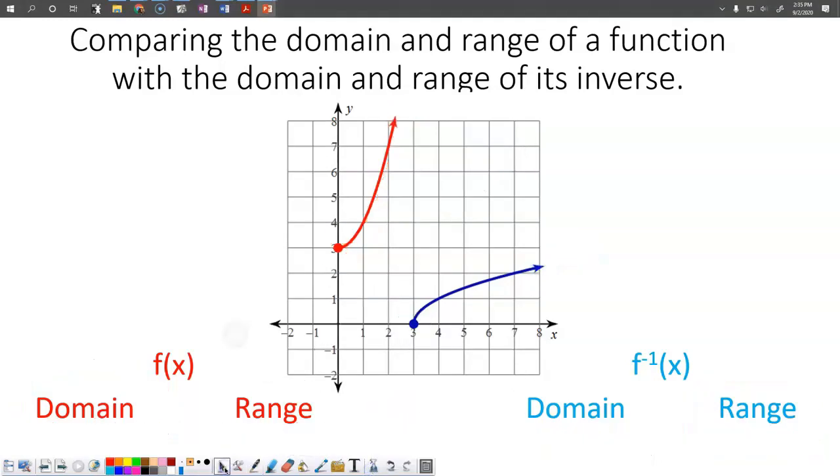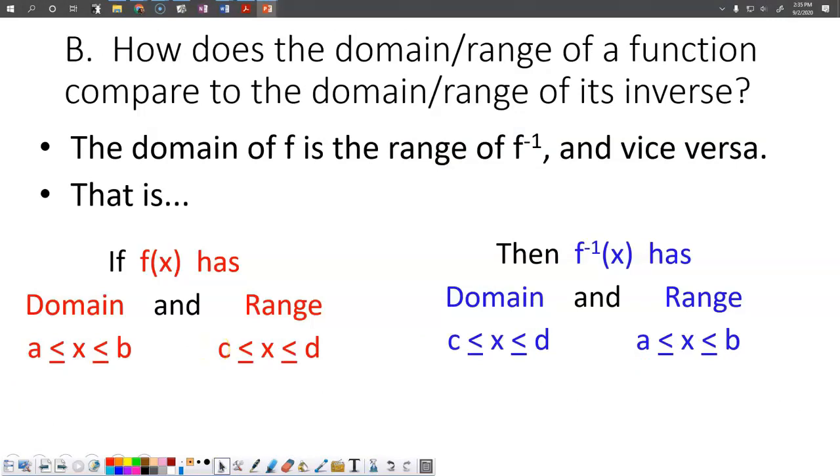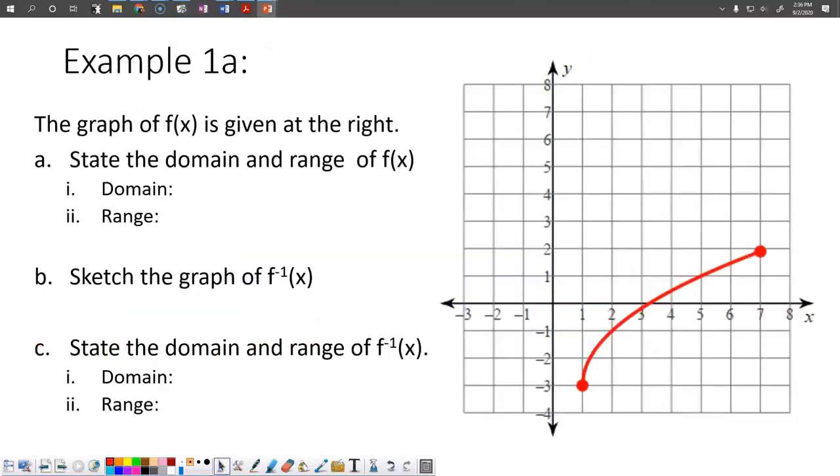Okay, so we have that fun little fact now, which I've got summarized here, but I think there might be an error on this slide unless I fixed it last year. I remember this last year I didn't have it right. So let's read it carefully. How does the domain and range of a function compare to the domain and range of its inverse? The domain of f is the range of f inverse and vice versa. That is, if f of x has a domain of a to b and a range of c to d, then f inverse has a domain of c to d and a range of a to b. Okay, I must have fixed the error because that all looks correct to me. All right, so we're good. All right, moving on to example 1.